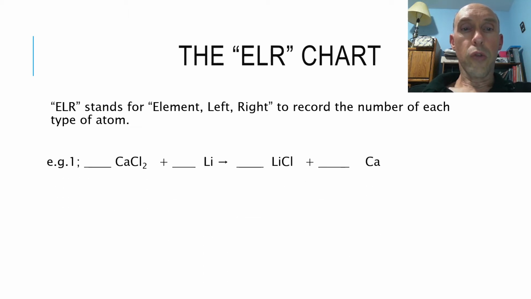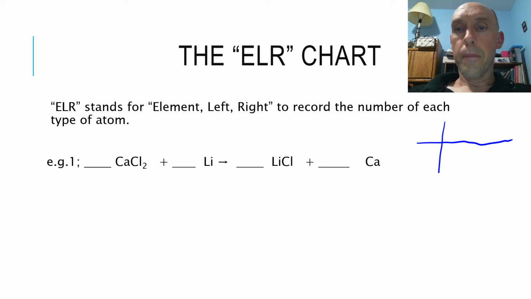So here's our first reaction. We've got CaCl2 plus Li makes LiCl and Ca. Now I didn't mention it before, but you can't change the symbols. CaCl2 is calcium chloride, Li is lithium, LiCl is lithium chloride, and Ca is calcium, and we can't change any of that. So on the right hand side here, I'm going to draw a 3-column chart. And I'm going to label the columns E for element, L for left, and R for right.